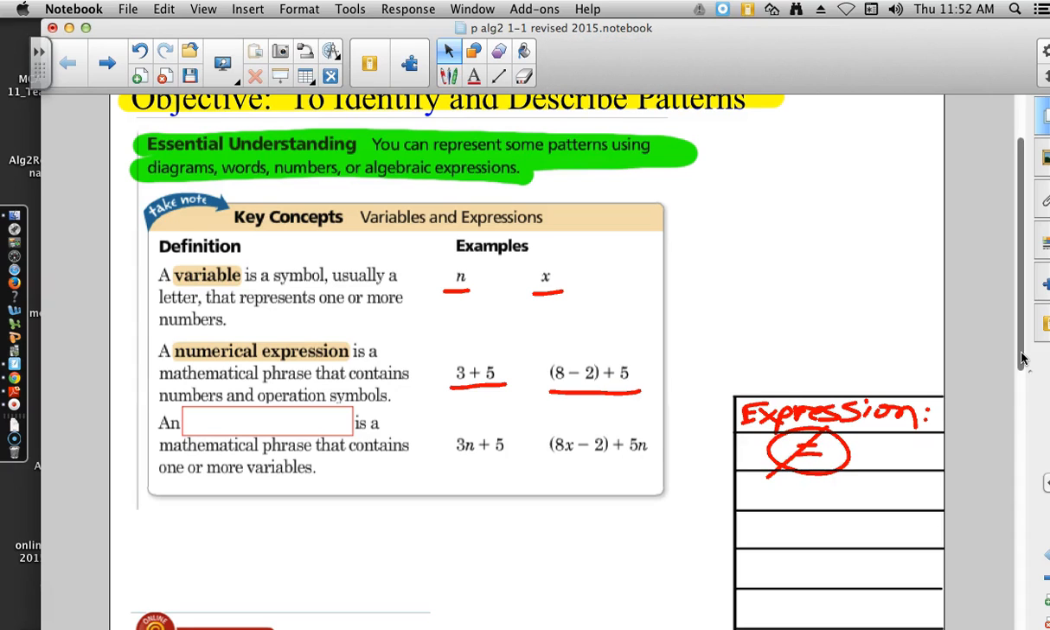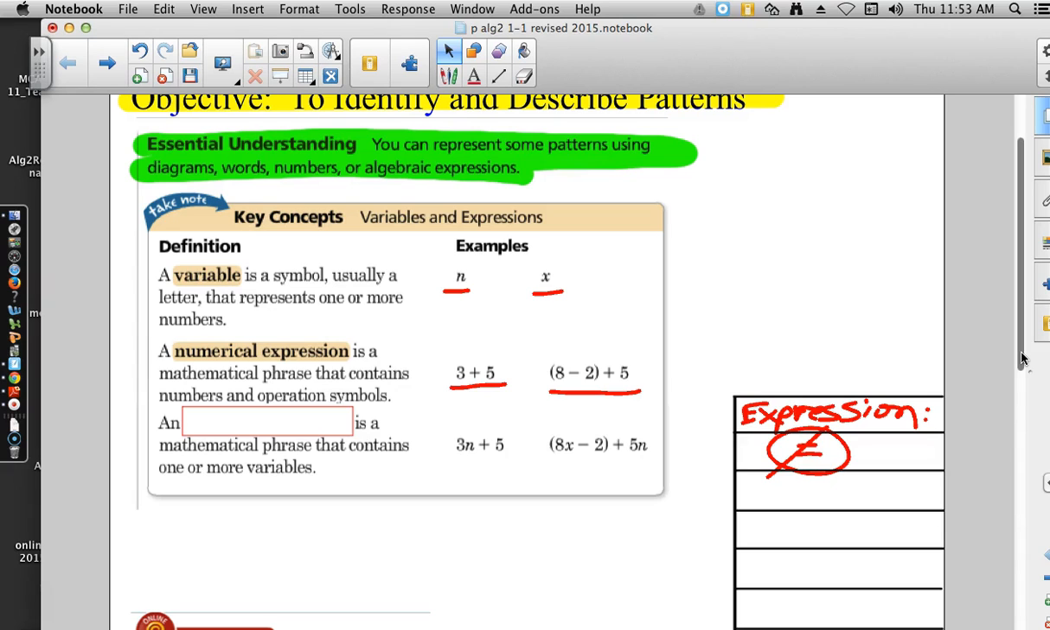Now, I know many of you probably are already driving, and when you take your driver's test, one of the problems that they have on the driver's test nowadays is, what does that mean? Well, it means don't do it. So an expression will never have an equals in it. If it has an equals, it's called an equation. So this one is a numerical expression, a mathematical phrase that contains numbers and operation symbols.